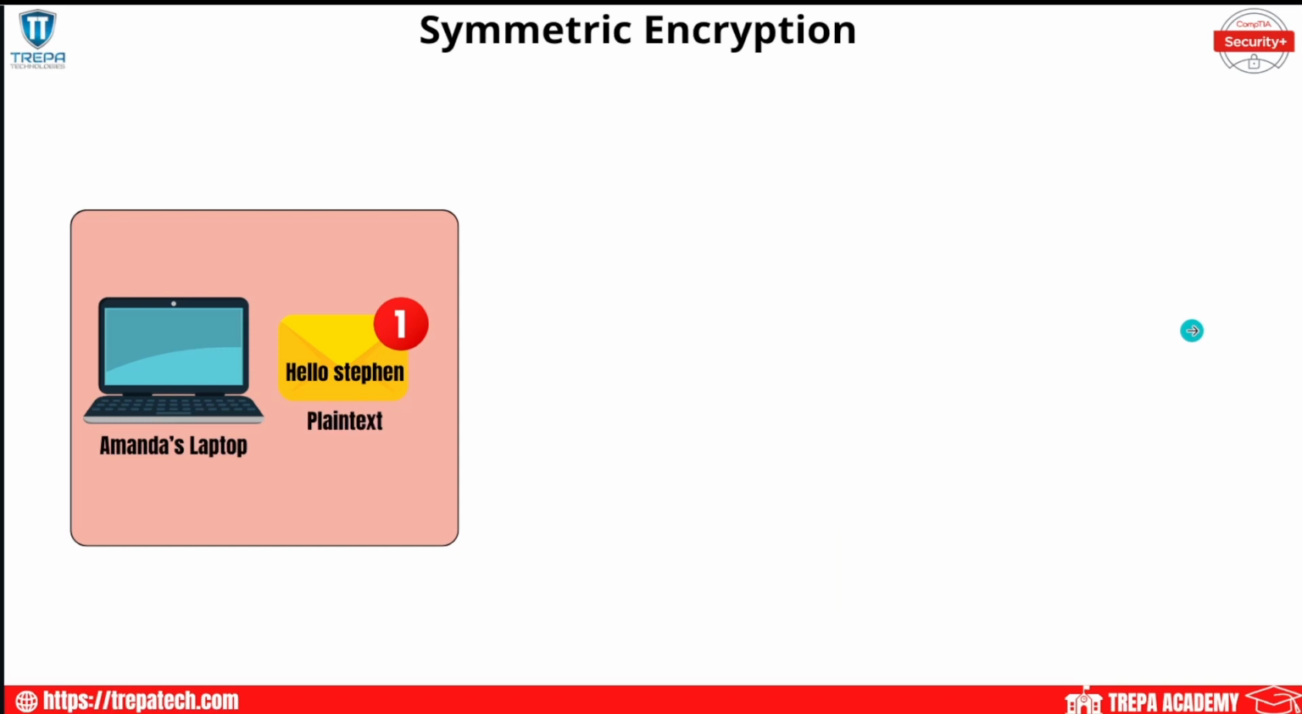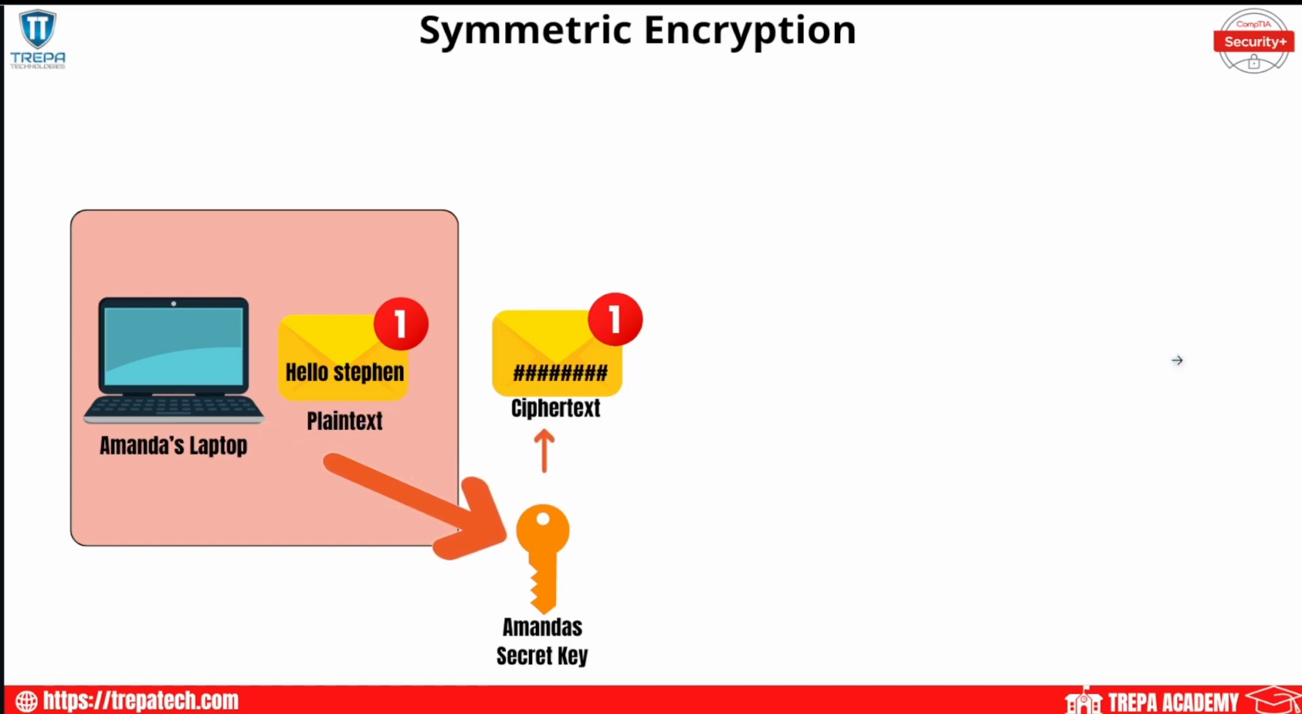Let's move on. Now we're going to go over the process of symmetric encryption. Let's say Amanda here, who is going to be the sender, wants to send Steven a message. So we have this plain text message. What she's going to do is generate a key for whatever encryption algorithm she's going to use. Let's say she's using something like AES. So she generates her secret key.